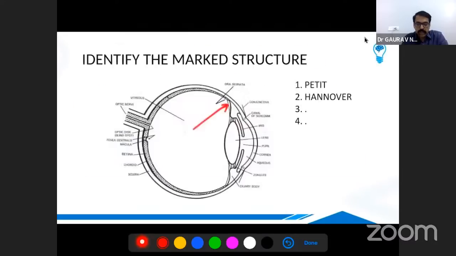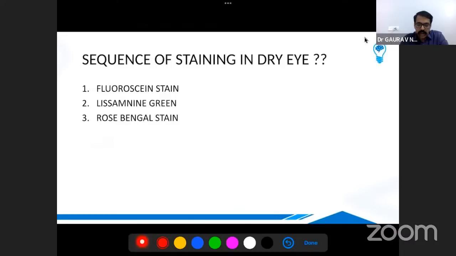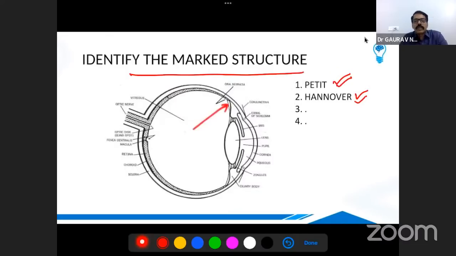So moving on to the next question, identify the marked structure. The choices that have gone till now are Petit and Hanover's. Petit space and Hanover space. Canal of Hanover and Petit Hanover. I really don't know what the examiner was trying to find out here. It is a very difficult question. I'm pretty sure even Dr. Srikanth or anybody cannot answer this, because the clinical significance of asking this question is very difficult to see.